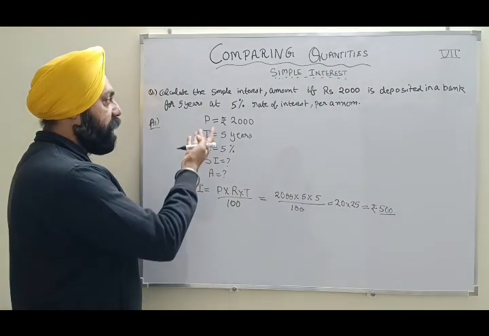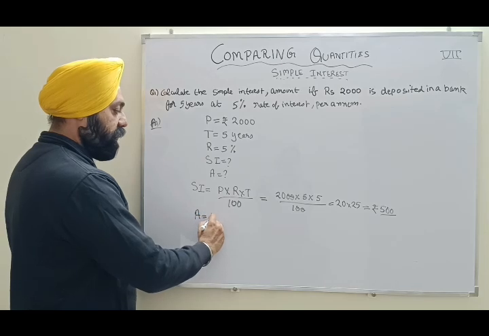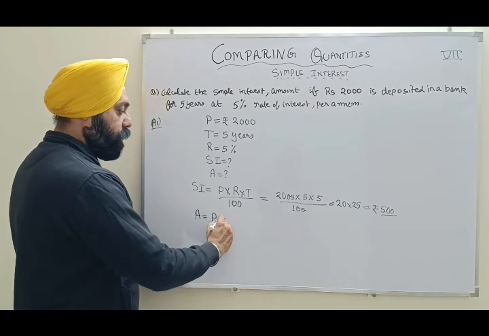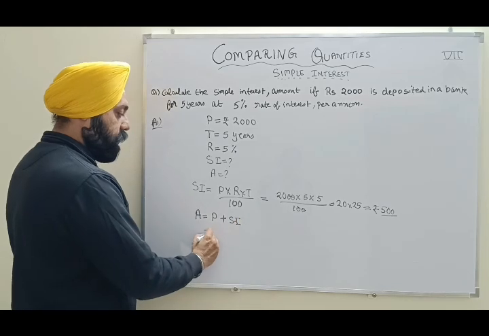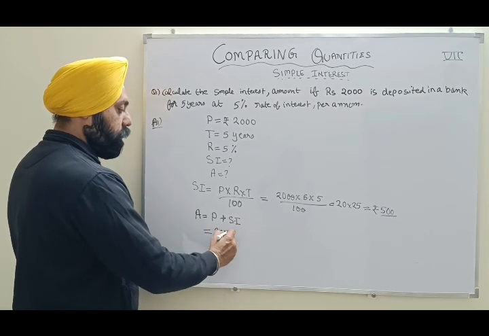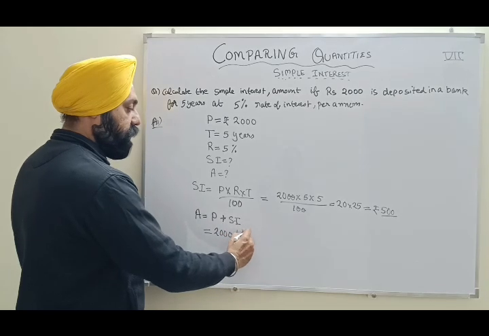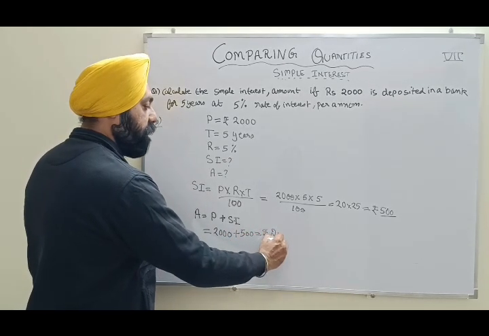Now what we have to find next? We have to find the amount. So amount is basically whatever principal you have deposited plus whatever interest the bank has to give you. So principal was 2000 plus 500. So it is rupees 2500.